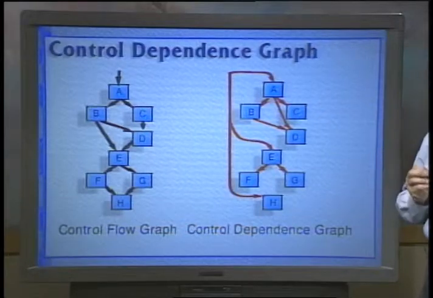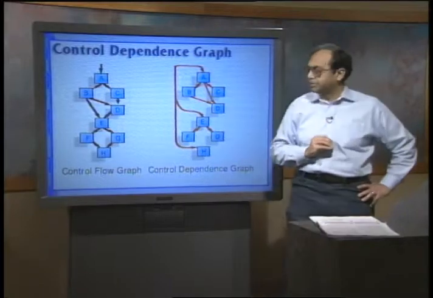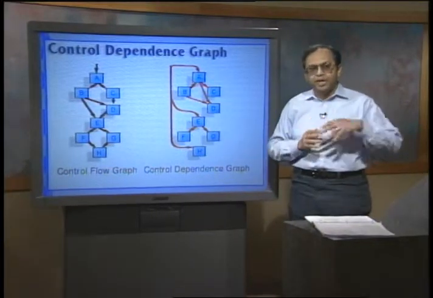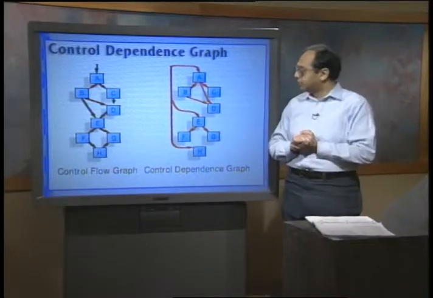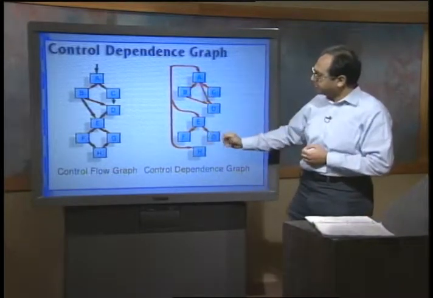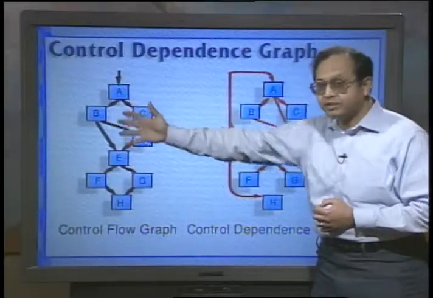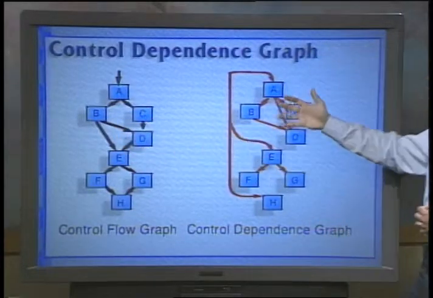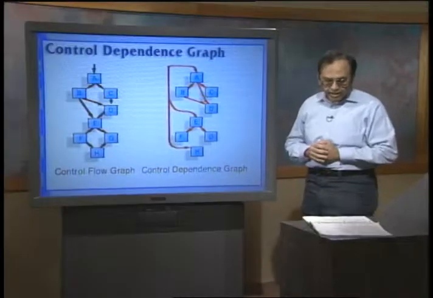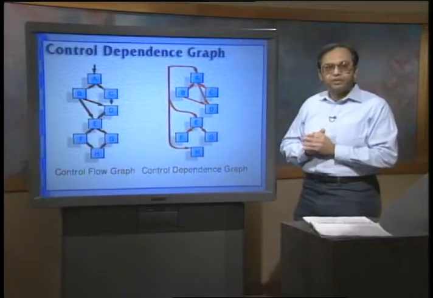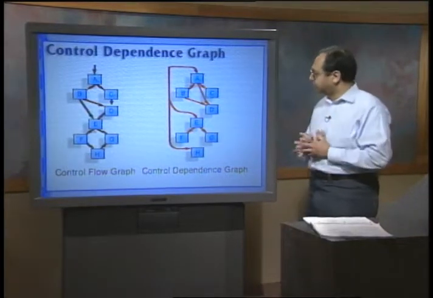So what the control dependence graph does is much the same as what the data dependence graph did for data dependencies. The data dependence graph eliminated all the spurious data dependencies in the sequential code and came up with only the essential ones. And what the control dependence graph does is it eliminates all the apparent control dependencies that you might expect from the control flow graph and shows you only the essential ones. Now what this control dependence graph does is it also, as a result, exposes further parallelism.